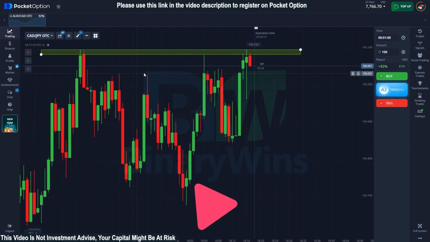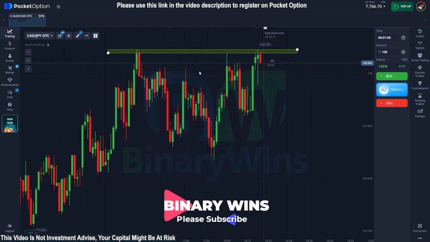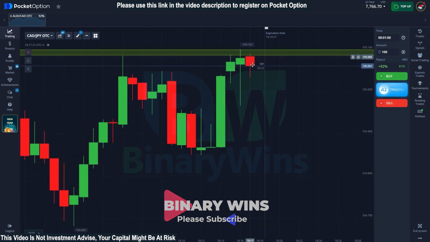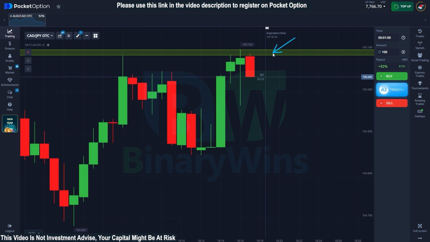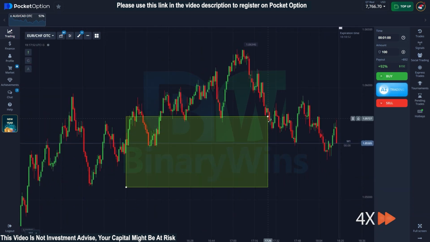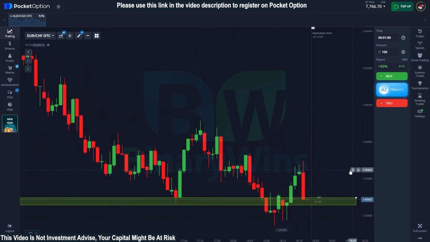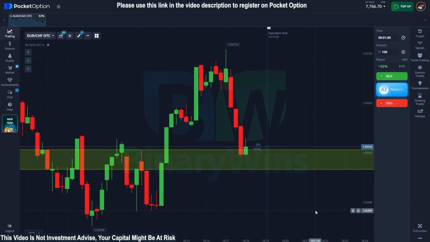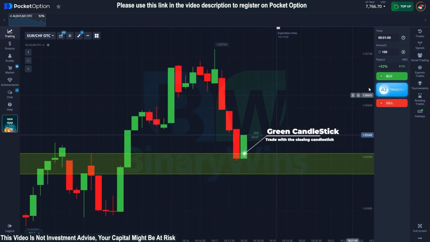As you can see here, we also have a level that the candles have reversed from at least twice, and there is a possibility of a trend reversal from this point. And you can see that a red candle also formed for us. Okay, 15 seconds. We will wait.